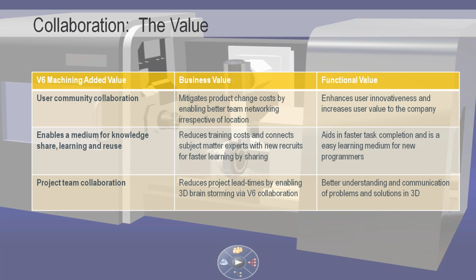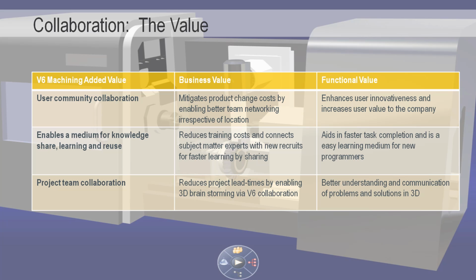Now, the real value of collaboration, again, the capability, the business value, and the functional value. The user community collaboration. This mitigates product change costs by enabling better team networking irrespective of the location. They can be wherever they are and they can collaborate. And functional value being it enhances the user innovativeness and increases the user value to the company.